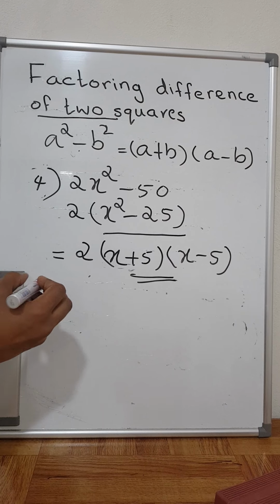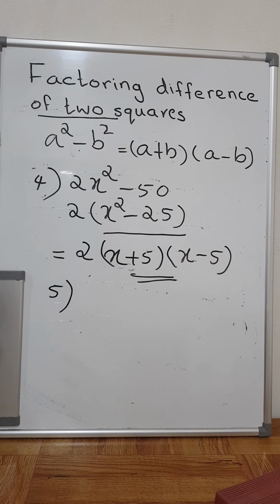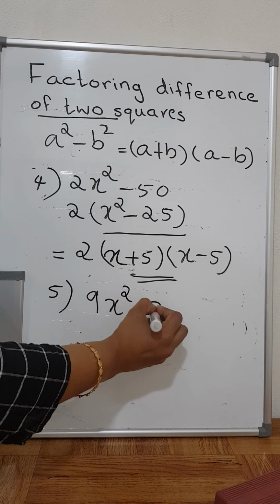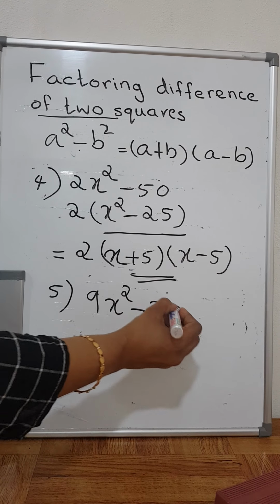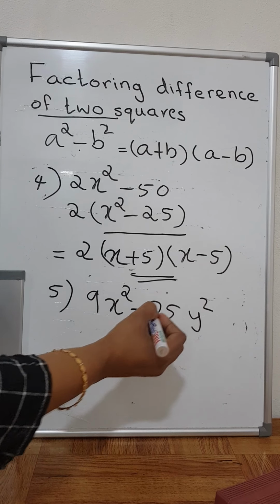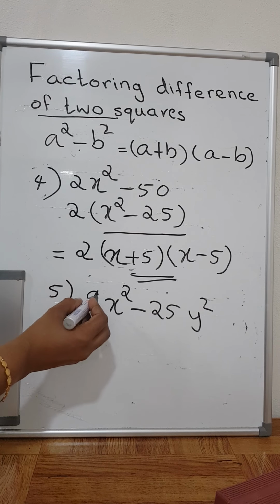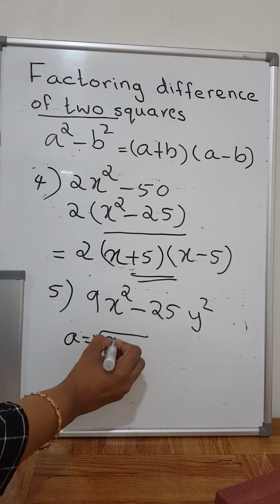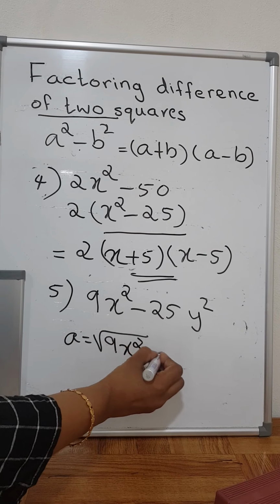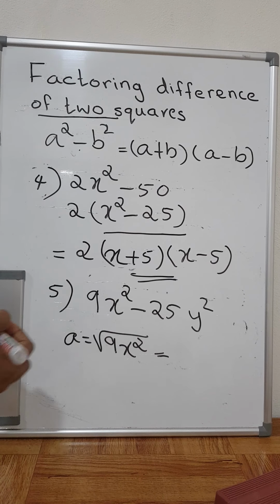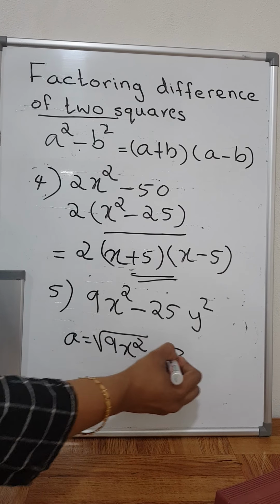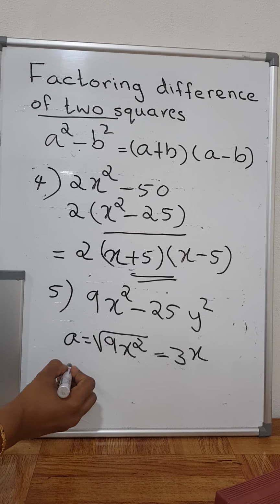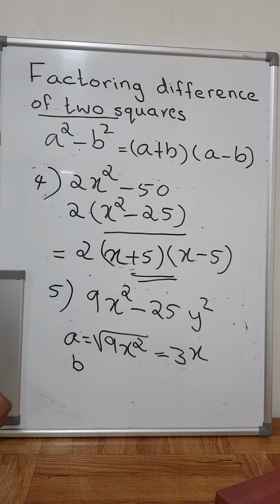Let's see another one, our fifth question: 9x square minus 25y square. Here you see a square is 9x square, so a is equal to root of 9x square. Root of 9x square is how much? Root of 9 is 3, root of x square is x. So a is 3x.